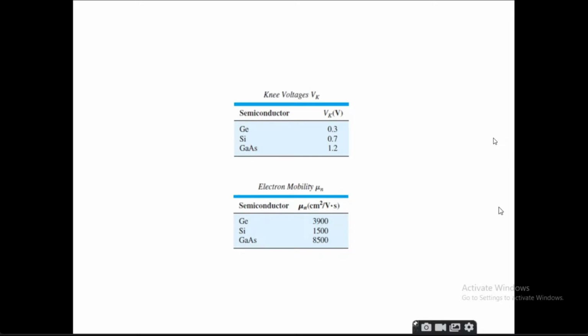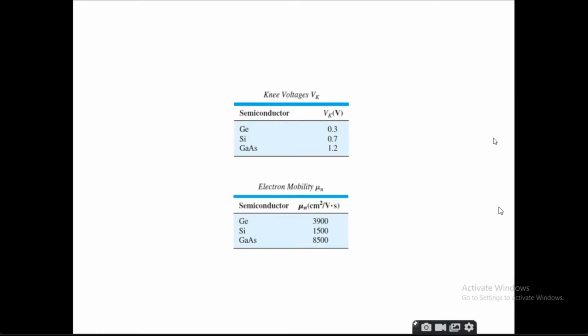For germanium, the mobility mu n is 3900. The subscript n indicates the mobility of electrons. If you talk about the mobility of holes, it will be written as mu p. So in this table, you have information regarding the mobility of electrons. For germanium it is 3900, for silicon it is 1500, and for gallium arsenide it is 8500. This value indicates how easily an electron can travel within a semiconductor. For germanium the mobility of electrons is high, which means the electrons in germanium can travel much more easily as compared to the electrons in silicon.